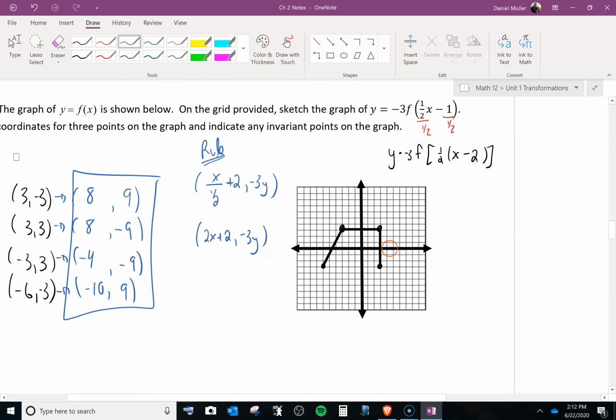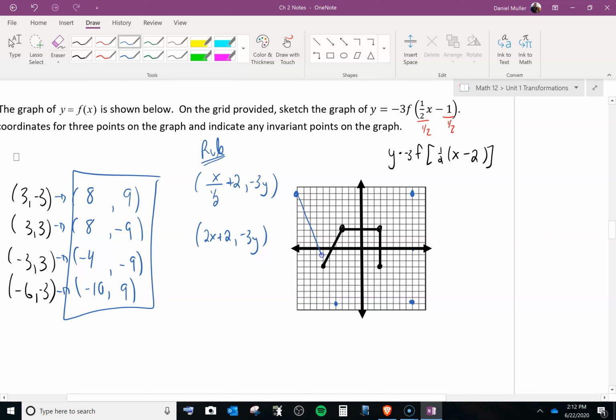1, 2, 3, 4, 5, 6, 7, 8. Okay, good. So 8 and 9. And then 8 and negative 9. And then negative 4 and negative 9. 1, 2, 3, 4. And then negative 10 and positive 9. Oh, right there.